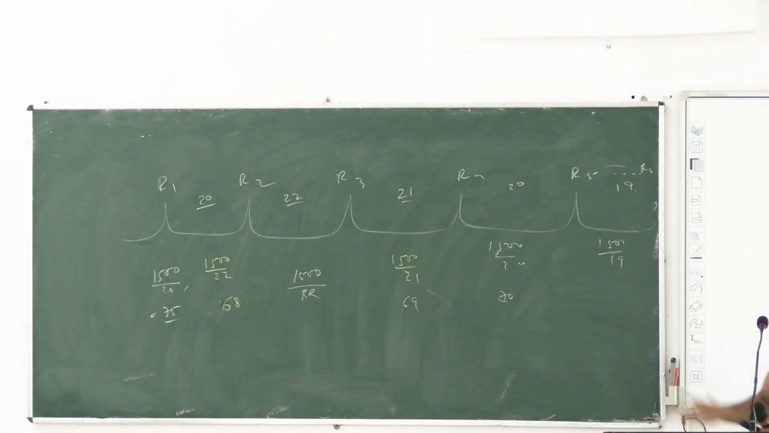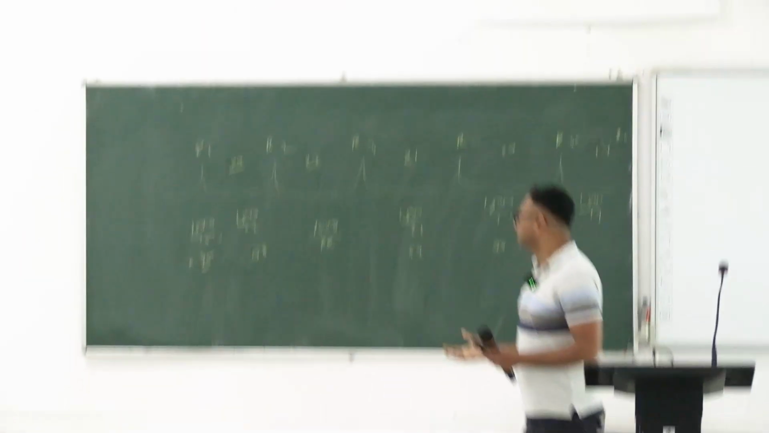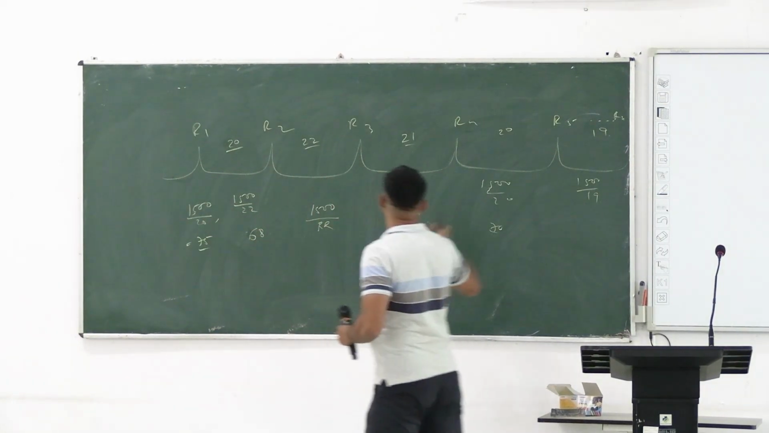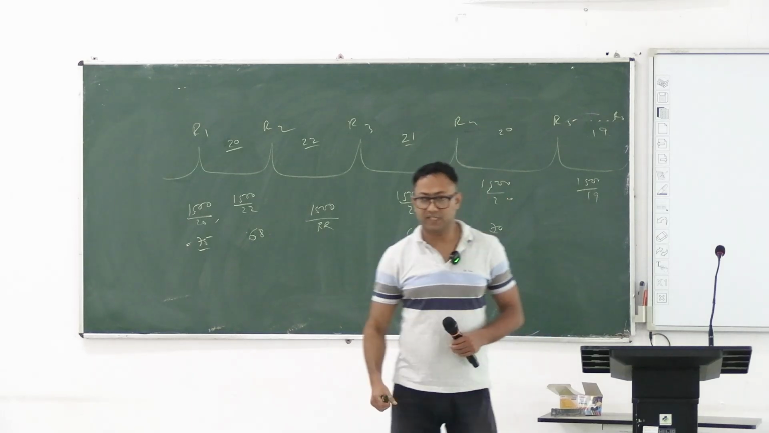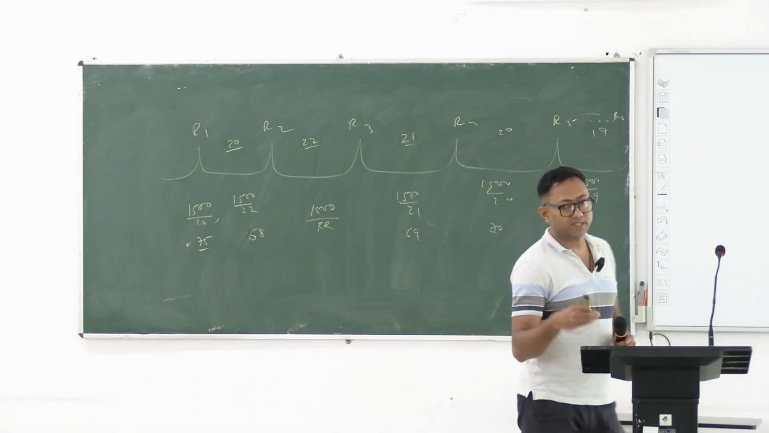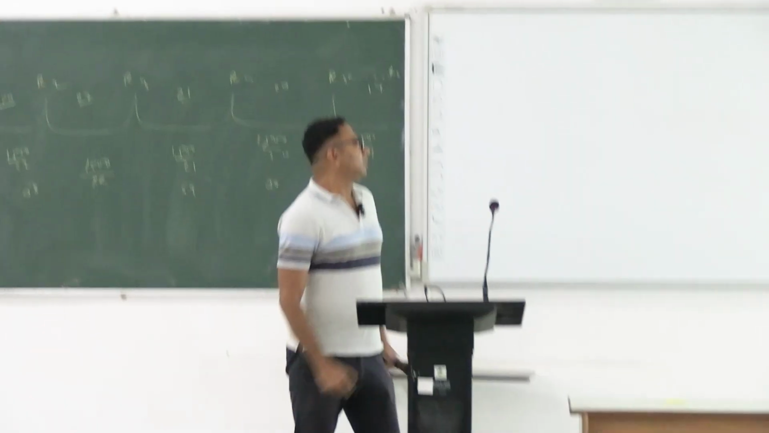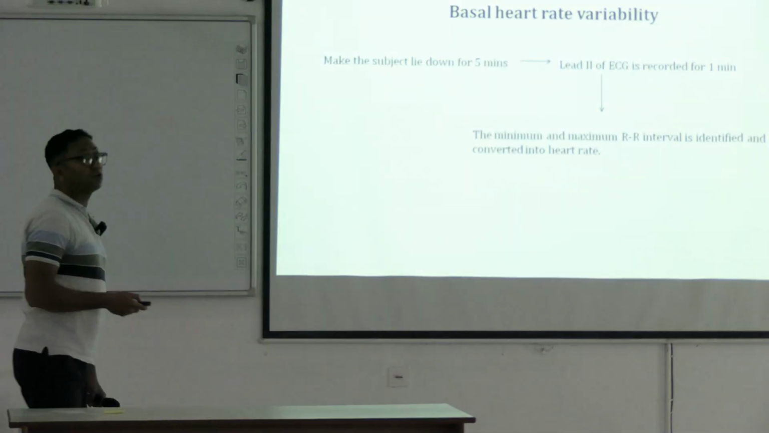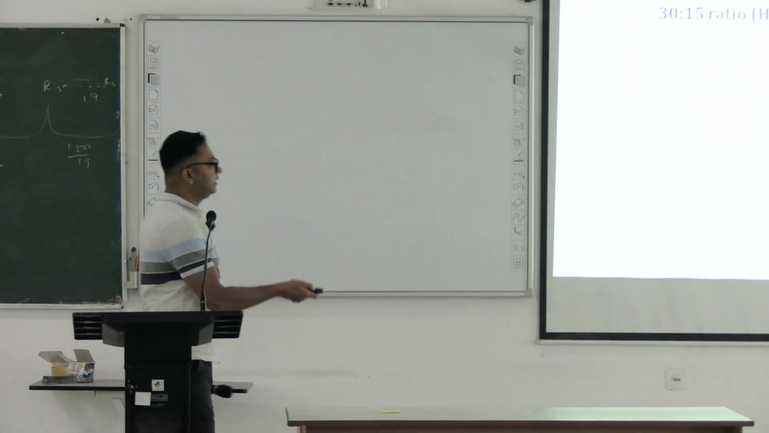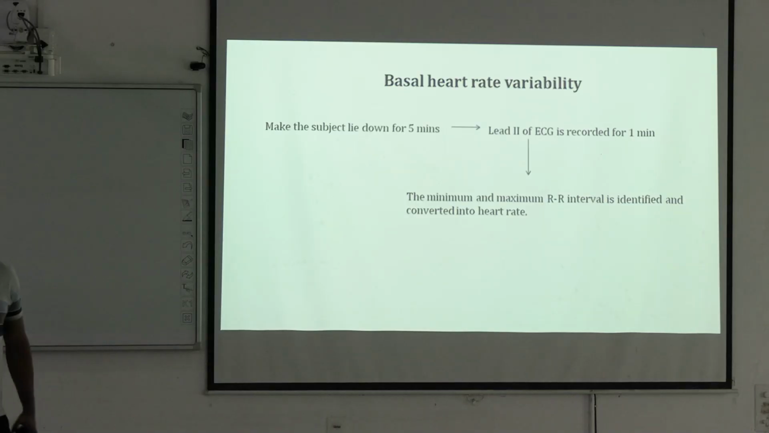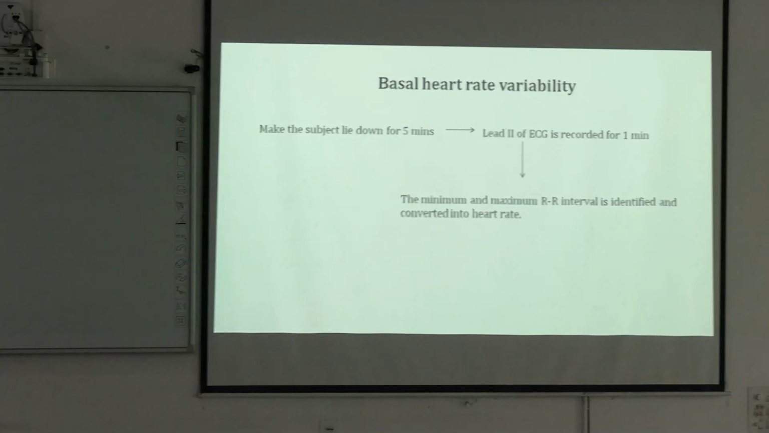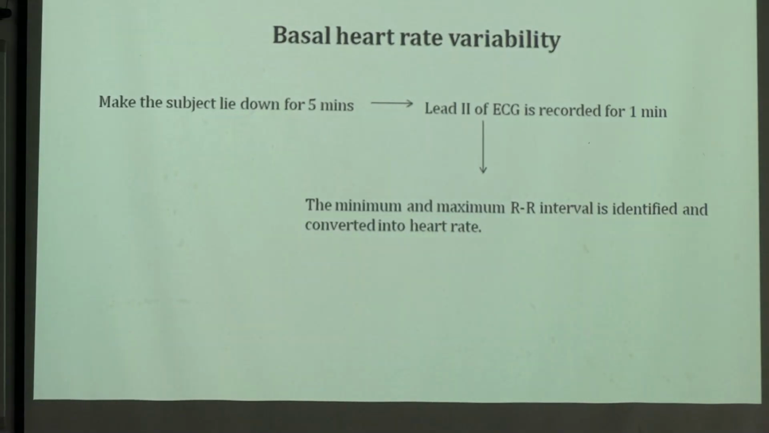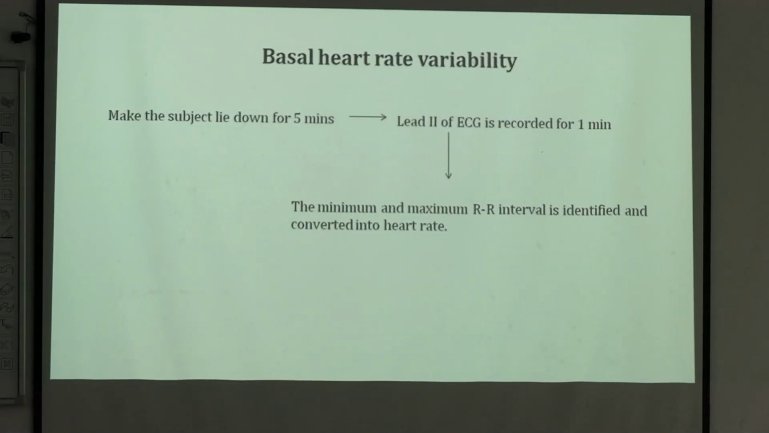Okay, as many as occur in one minute, I have recorded that many RR intervals, right, and say for example the minimum RR interval is 18 and maximum RR interval is 25, okay, small squares, 18 small squares and 25 small squares, right. So, the minimum and maximum RR interval is identified and converted into heart rate, right. Okay, so you get your maximum heart rate and your minimum heart rate within that 1 minute.